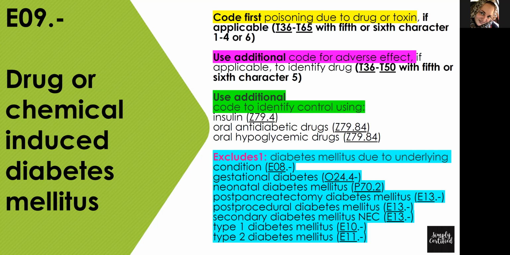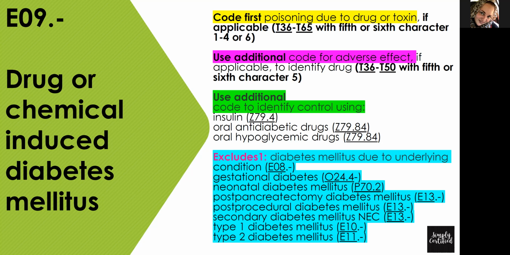Category E09. Drug or chemical induced diabetes, right? Again, it's telling us in our instructional notes exactly what the guidelines just kept screaming at us. Code first, poisoning due to drug or toxin. And then it gives us the codes to go look through to find out what code to put there. Use additional code for adverse effect, if applicable, to identify the drug.